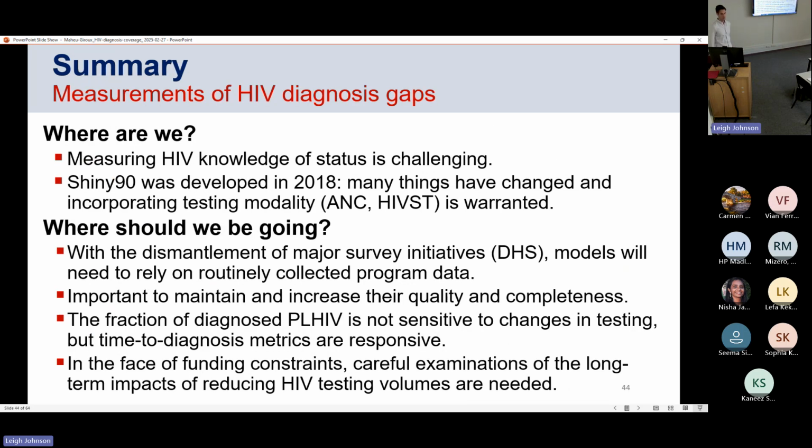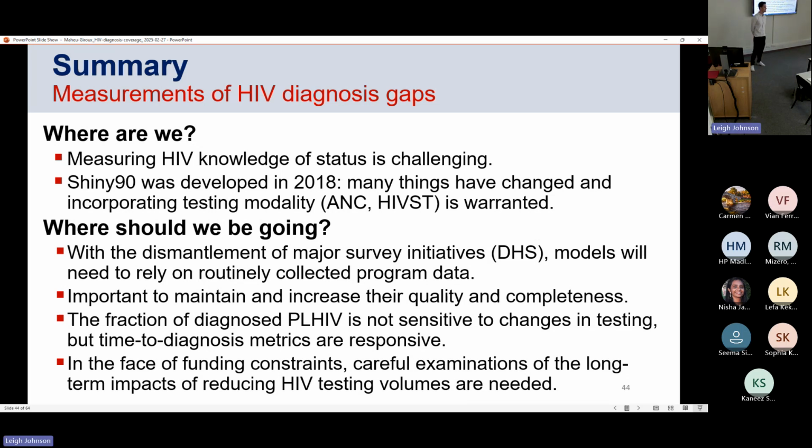So in summary, where we are: measuring HIV knowledge of status is not easy. Shiny90 was developed in 2018. Many things have changed since then, and the incorporation of these new testing modalities is probably warranted. Where should we be going?